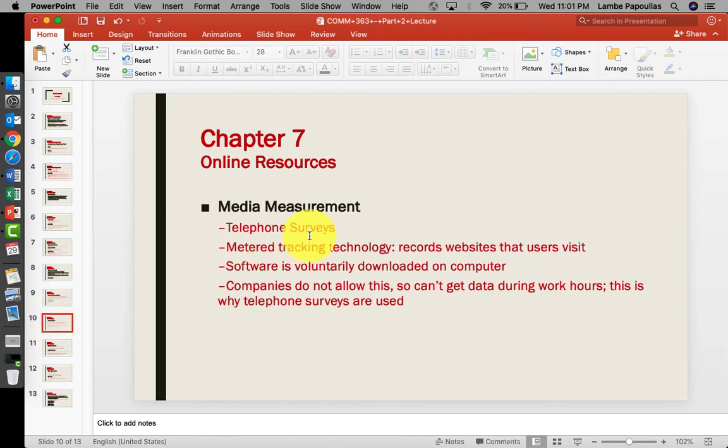So your media measurement. These are telephone surveys, meter tracking technology, such as records websites that users visit. Software is voluntarily downloaded on their computer, and companies do not allow this, so they can't get data during work hours. This is why telephone surveys are used.